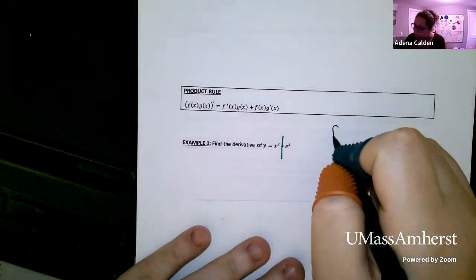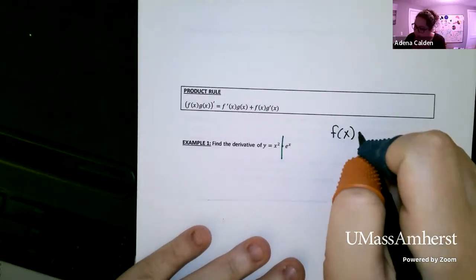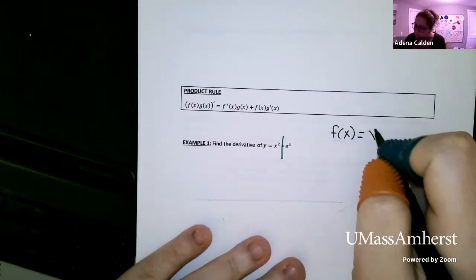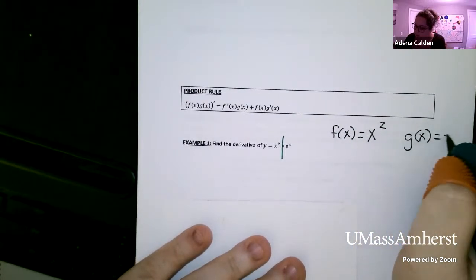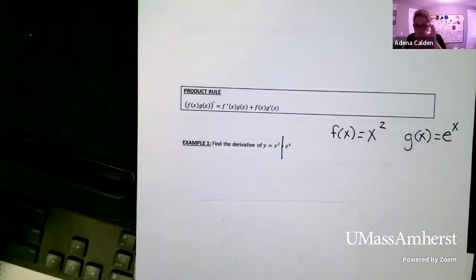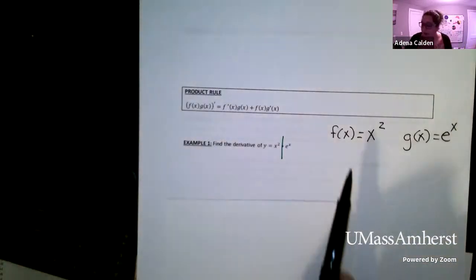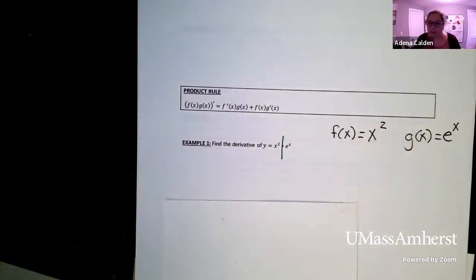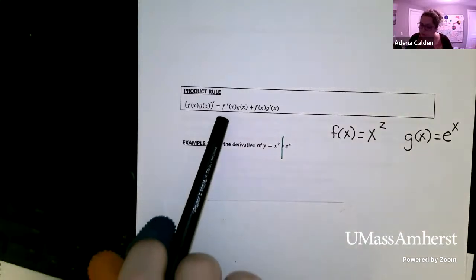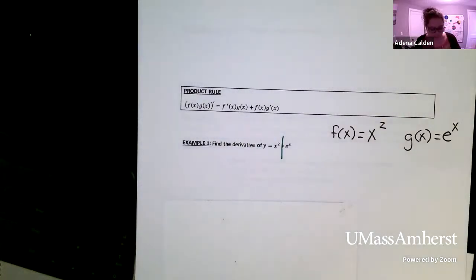So over on the side, I'm going to write f of x equals x squared, and g of x equals e to the x, okay? And now I usually put these side by side. And what I'm going to do is I'm going to take the derivative of each piece, because when I use my formula, notice that I have the derivative of different terms.